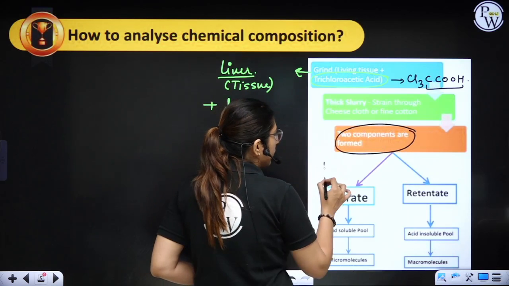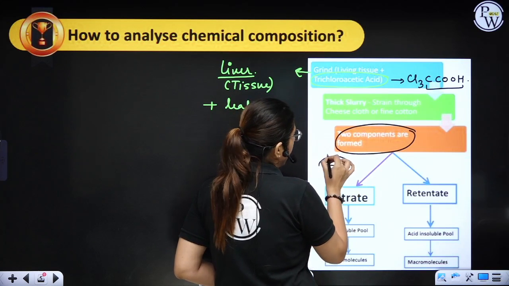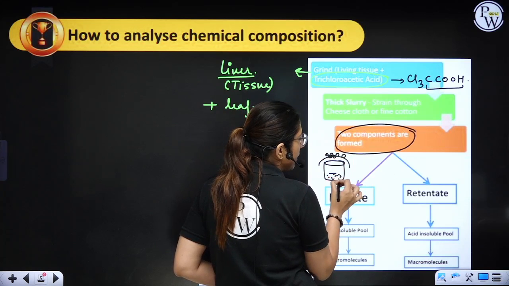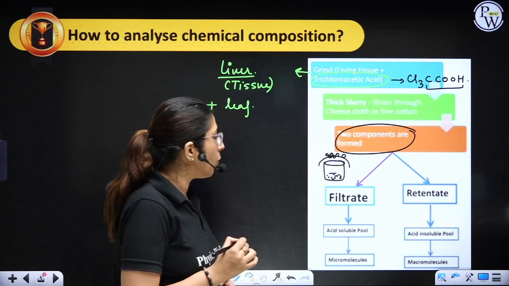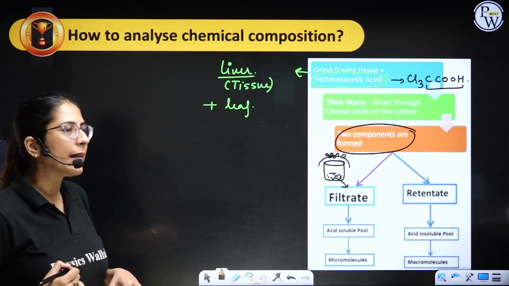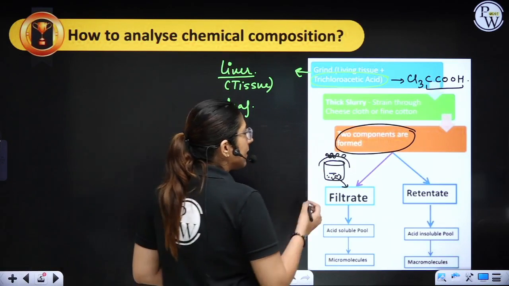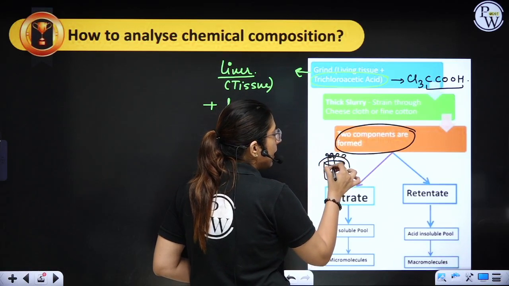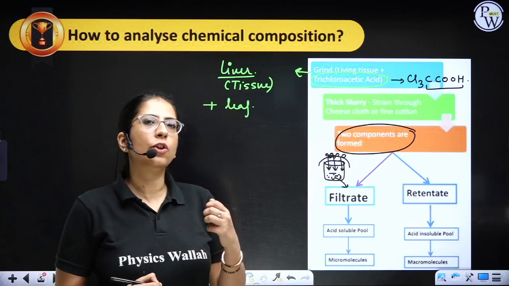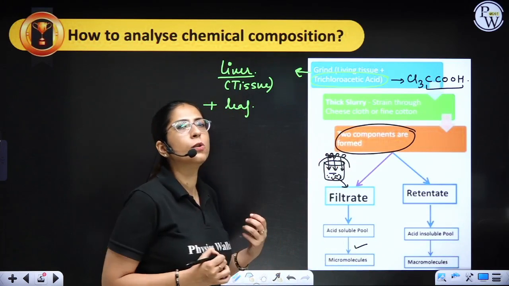See guys, you have this beaker, and here you have kept the cloth. You pour your substances over here. Some liquid substance will come down into the beaker, and some will remain above. The one that comes into the beaker is termed the filtrate, which is the acid soluble pool. Because acid is a liquid, it comes down, and the substances which are acid soluble also come down. In the acid soluble pool, you find the micromolecules, small molecules.